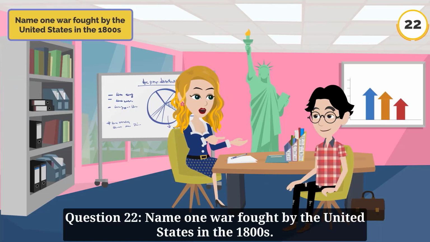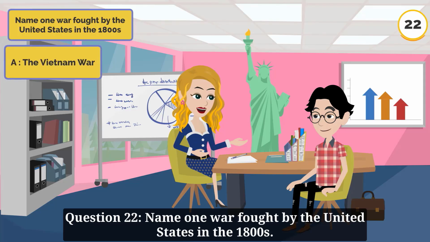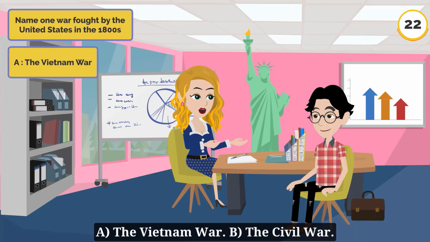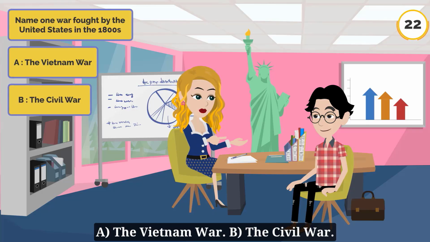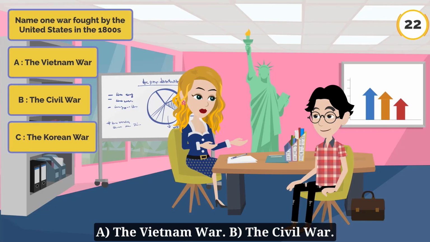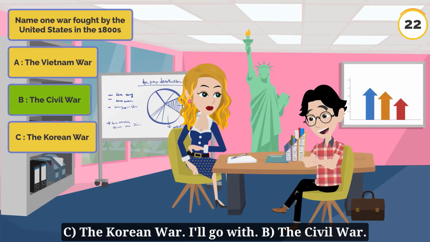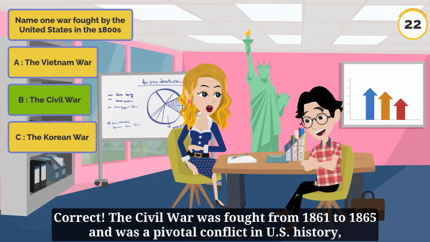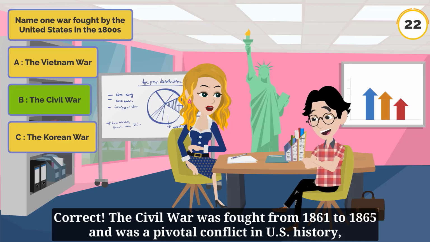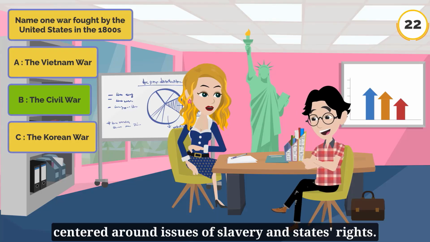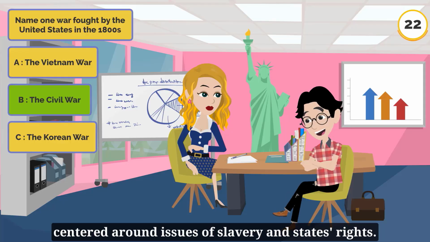Question 22. Name one war fought by the United States in the 1800s. A. The Vietnam War. B. The Civil War. C. The Korean War. I'll go with B. The Civil War. Correct. The Civil War was fought from 1861 to 1865 and was a pivotal conflict in U.S. history, centered around issues of slavery and states' rights.